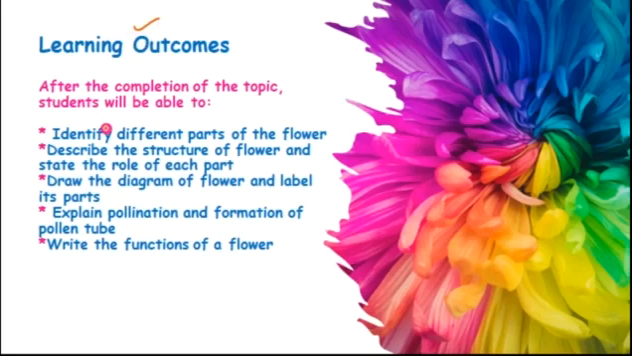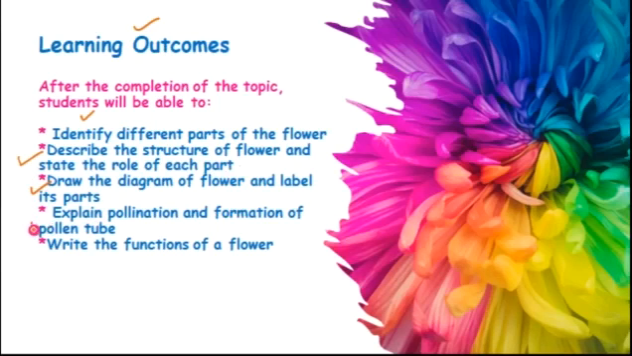After watching this video, you will be able to identify different parts of a flower. A flower has different parts like sepal, petals, stamen and pistil. Next, you will be able to describe the structure of a flower and state the role of each part, meaning what role a sepal, petal, stamen and pistil play in a flower. Next, you will be able to draw the diagram of a flower and label its parts.